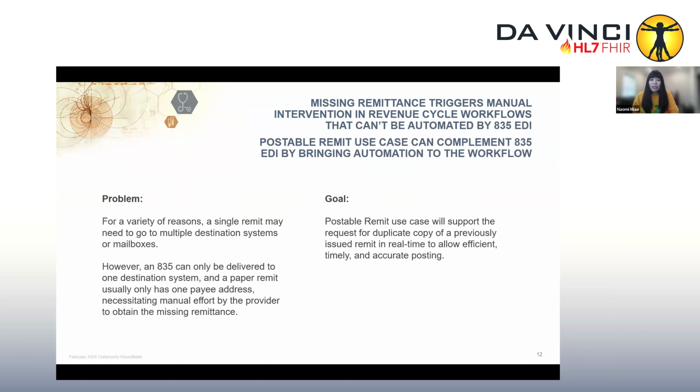835s and paper remits tend to get lost. And then when they're missing, it takes time, money, and effort to track them down. So in situations where remits are lost, there is a need to retrieve a duplicate copy of a previously issued remit in an automated fashion to allow for efficient, timely, and accurate payment posting. So the postable remit FHIR use case serves that purpose. Next slide, please.